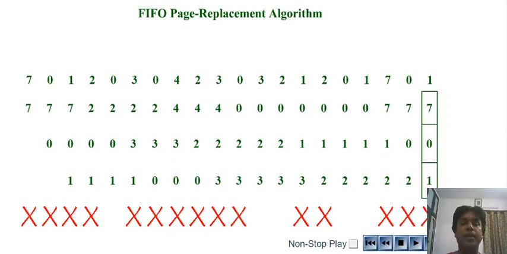So if you can see from the entire example, I have 5 page hits and all the remaining were page faults. Okay, so this was an example of the first in first out page replacement algorithm.